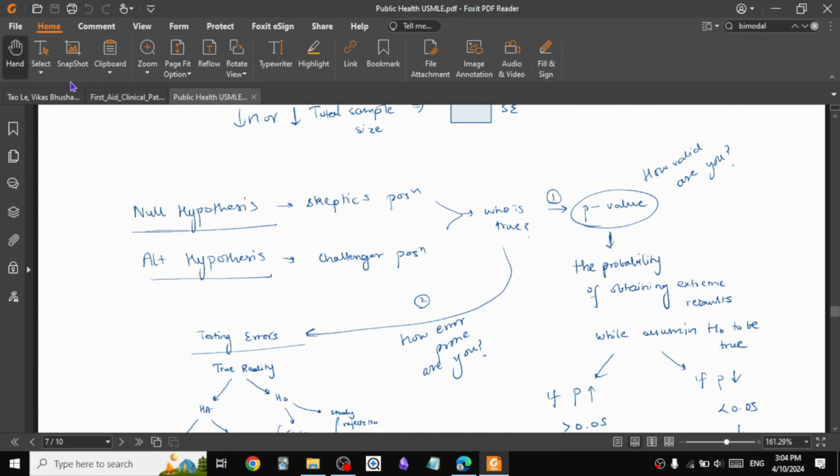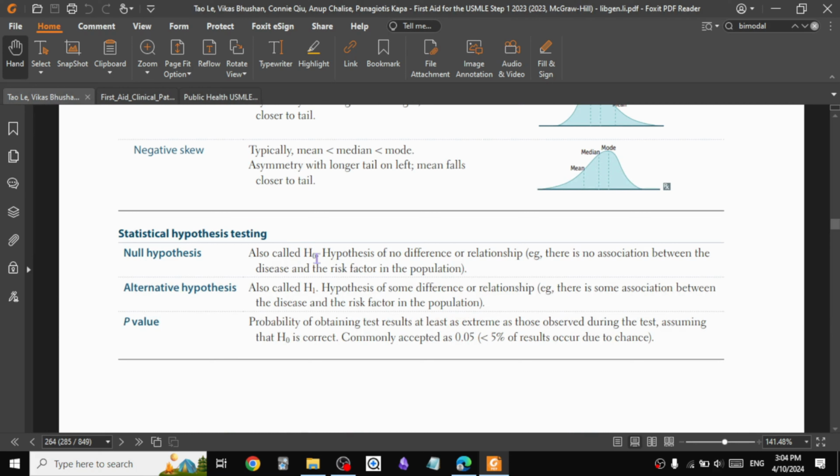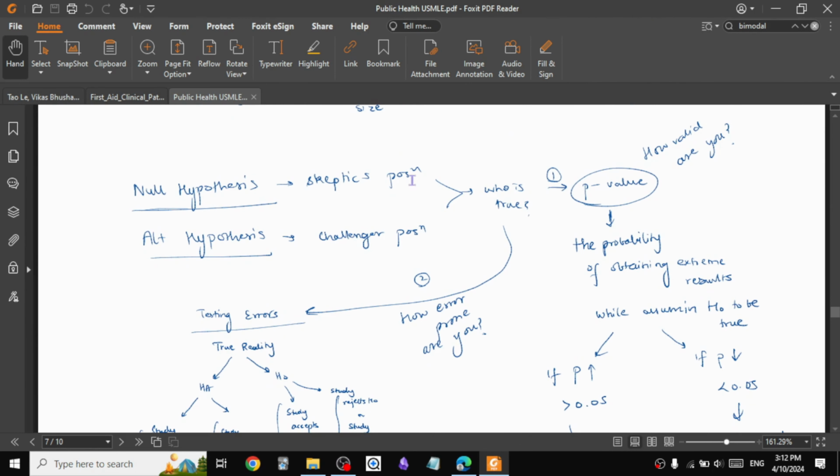All right. So come back to the definition now. The null hypothesis, also called the H naught hypothesis, is no difference or relationship. There is no association or risk factor and so on. The alternative hypothesis says there is some difference or relationship. Easy. All right. We need this, and now we can move forward. So we understand what the null and the alternative hypothesis are.